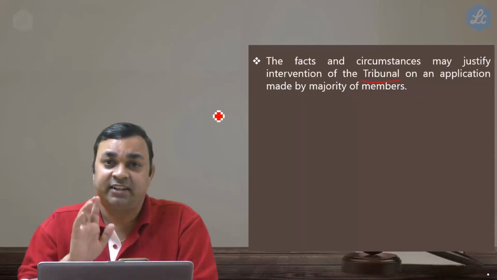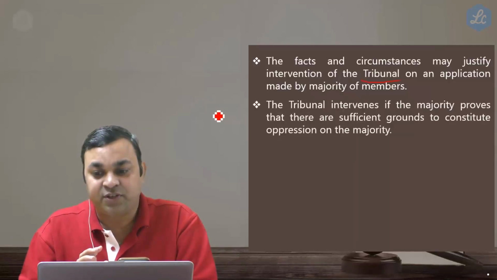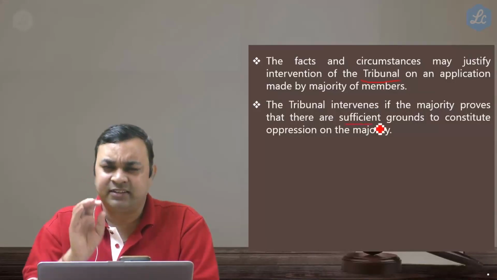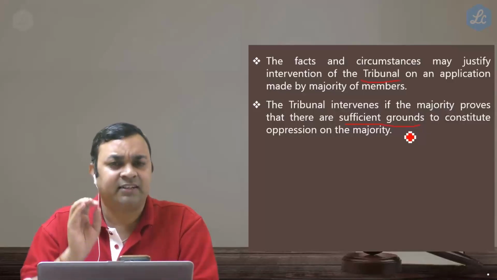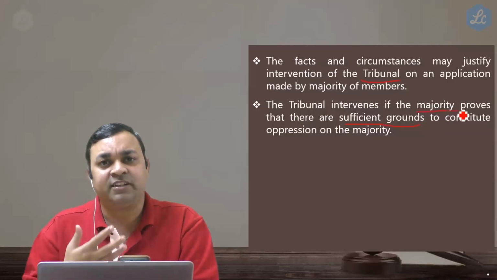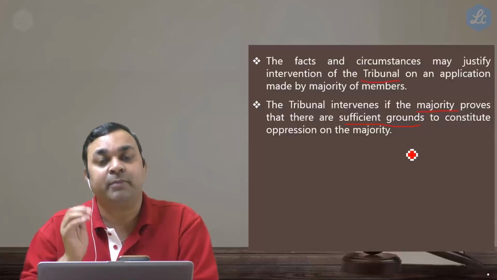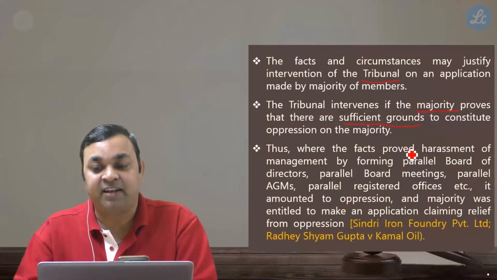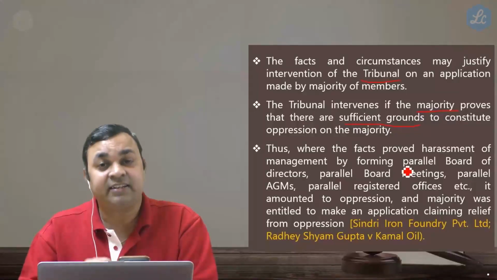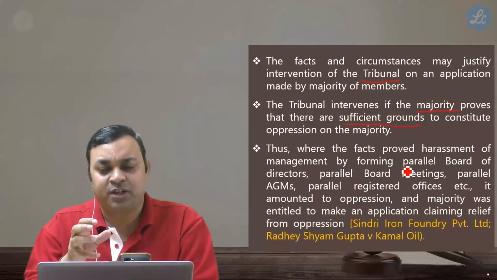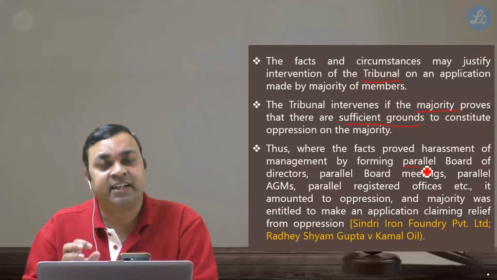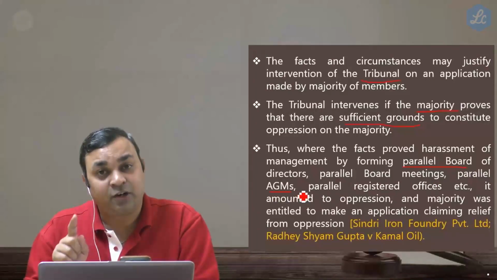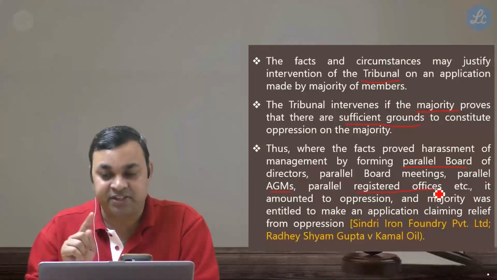If the majority proves that there is sufficient ground to constitute oppression, it means the majority needs to prove that there is a specific fact, specific grounds on which we are going to claim the relief against the act of minority members. Thus, where the facts prove harassment of management by forming a parallel board of directors, maybe the minority members themselves constituted a parallel board of directors, or they are conducting a parallel board meeting, a parallel AGM or a parallel registered office. All these situations will lead to the oppression part.